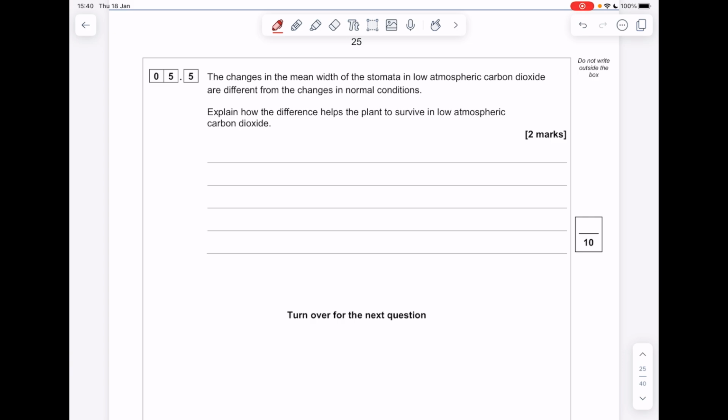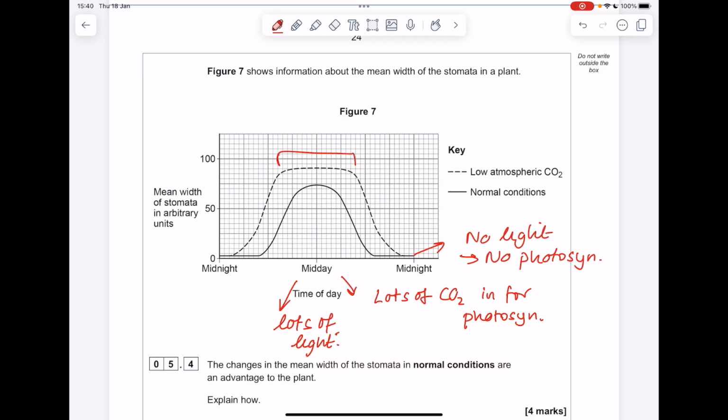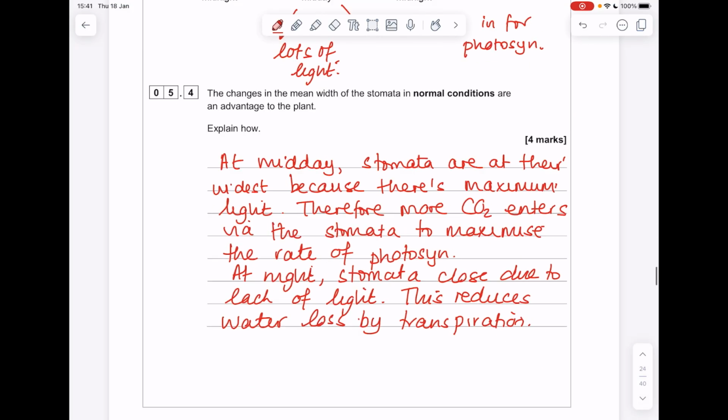The changes in the mean width of the stomata in low atmospheric carbon dioxide are different from the changes in normal conditions. Explain how the difference helps the plant to survive in low atmospheric carbon dioxide. Have a look here on the graph. You can see that in the low atmospheric CO2, the stomata are open wider and for more time. So look, the peak's higher, that's wider, and that allows the plant to take in more carbon dioxide for photosynthesis.